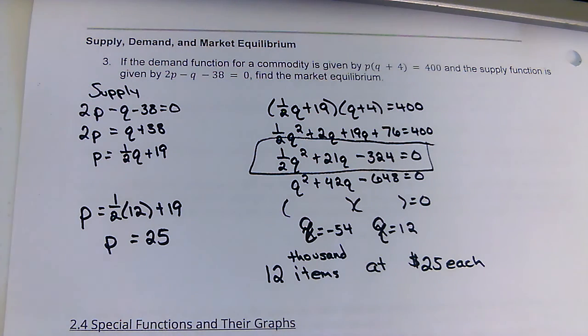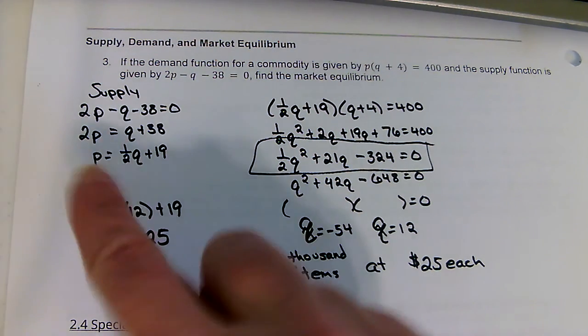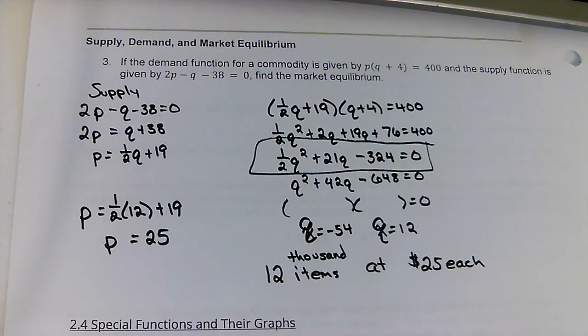So you can use the calculator to solve by using that. You could have also rewritten these to both be P equals and then found where they intersected. That would have been another way to solve it with a calculator.